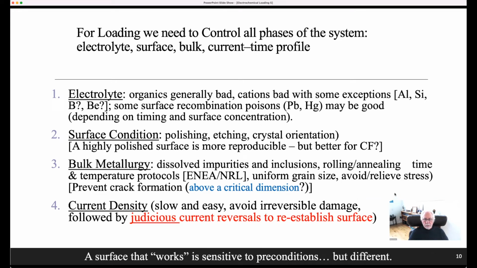The bulk metallurgy needs to be controlled. Dissolved impurities, inclusions. The skills of the metallurgist are very heavily in demand, but really what we need to do is to prevent crack formation, or prevent crack formation above a critical dimension. Current density starts slow, and the way we control the surface is by judicious current reversals to re-establish the surface. A surface that works is sensitive to preconditions, but the surface changes with time.